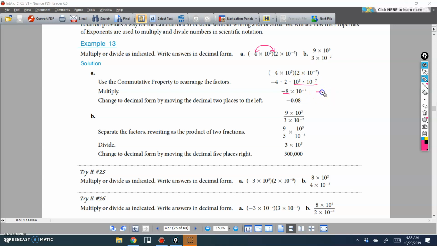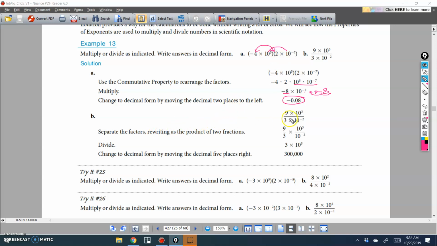So I take my negative 8, decimal point right here on the right, 10 to the negative 2, so I'm going to go to the left 2 spaces, so 1, 2, so that would be negative 0.08. Because that blank space is going to be a 0, and then the negative will be right out here. So if we're multiplying, numbers go with numbers, tens go with tens.